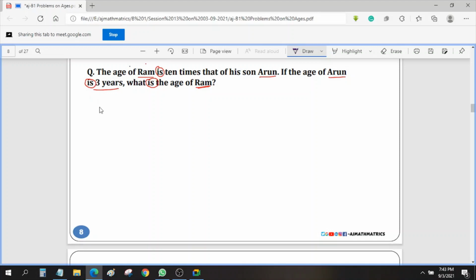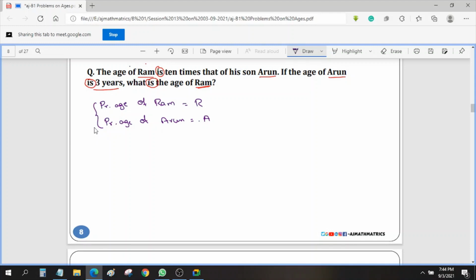The second is we need to assign the variable. So I am assigning the variable: present age of Ram is R. For the first 2 or 3 questions we are writing like this, but in the later questions we don't need to write. We can directly take it as R. Next, present age of Arun. So the present age of Arun is what? A. Now, whenever you see R and A in the solution, we can easily understand that it is representing Ram or Arun. Now we have assigned the variable.